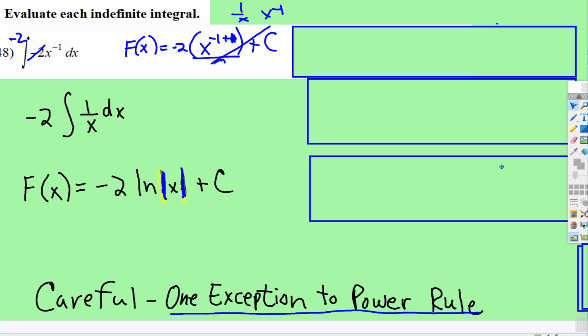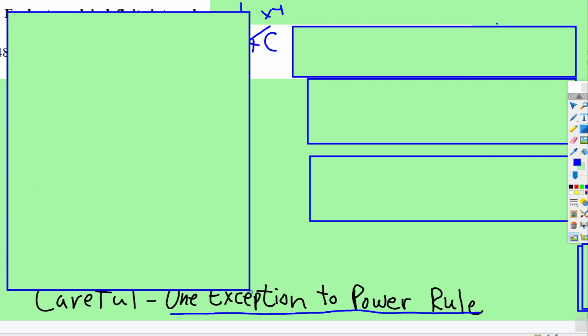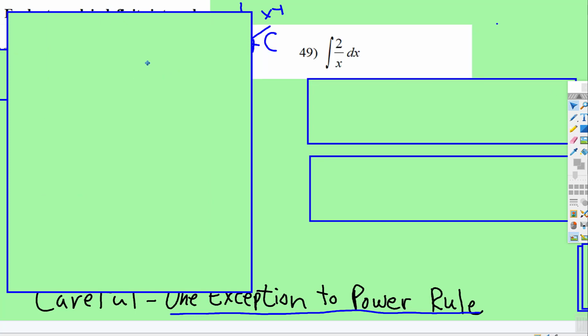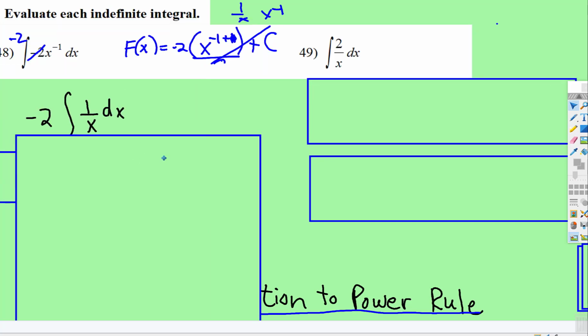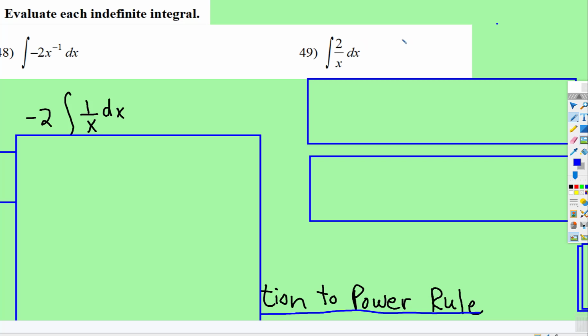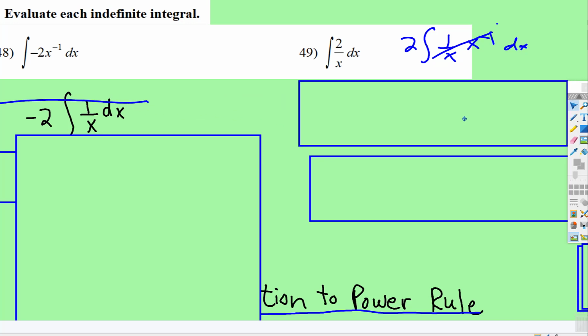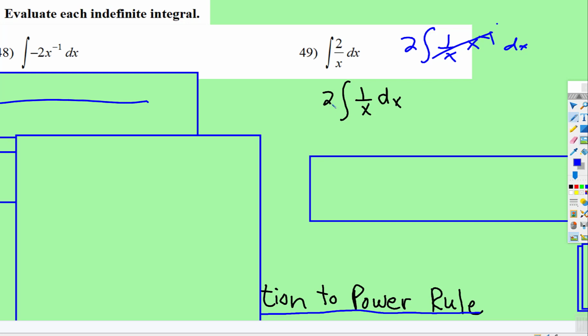All right, so let's look at this next one. Will be similar, I'm sure. So look at that one and this one are saying the exact same thing, well, except for that that's a +2. Well, that 1 over x means the exact same thing as x to the -1, right? That's what that means. So rewrite it as 2 times the integral of 1 over x.